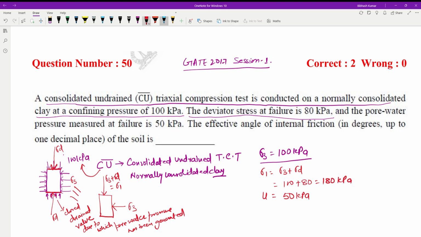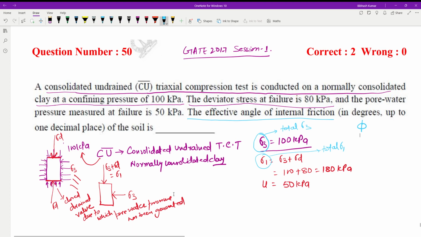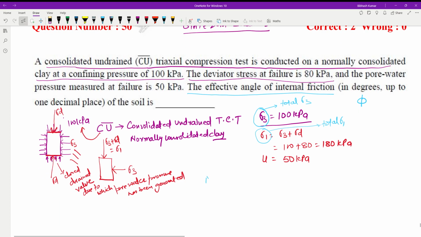Now if you recalled, this sigma 3 is nothing but total sigma 3, and this sigma 1 is also what? Total sigma 1. And we have to calculate what is the effective angle of friction. If we perform the total stress analysis, means this type of analysis can be performed in two ways. First is total stress analysis. In this total stress analysis, you use all the total stress parameters.